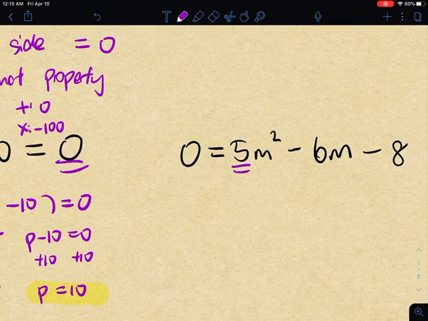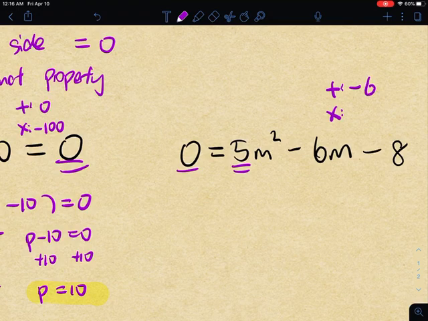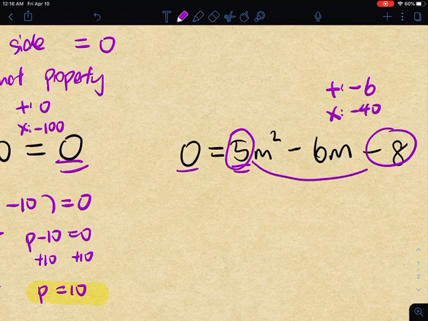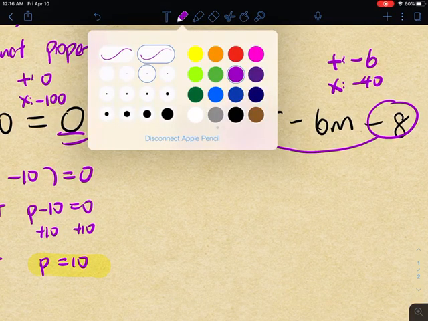Now let's look at one over here where my leading coefficient is no longer 1. So now it's 5m squared. Again, I do have equal to 0, so I like that. But now if we try to factor, we still want two numbers that add up to the middle term, so that's negative 6. But then we're going to multiply to a times c, so that will be negative 40. Very important: it's not just negative 8. It's going to be negative 8 times 5 in this case.